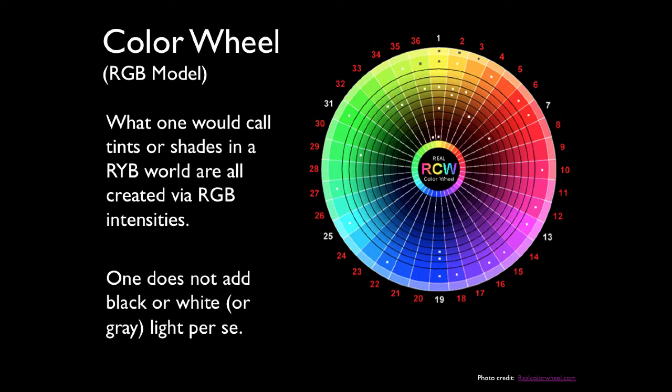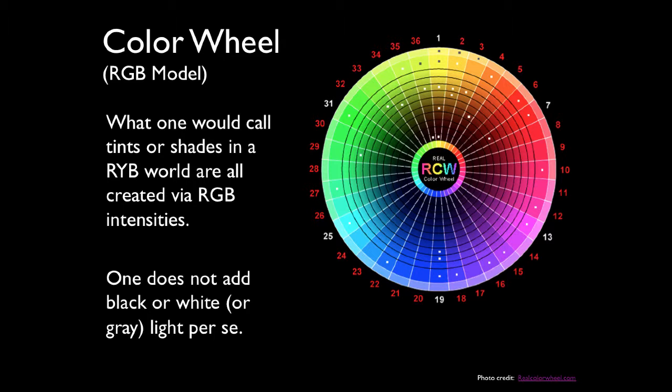So you end up with a color wheel that looks a little different in the RGB world. You can see that yellow ends up being right across from blue, whereas in the RYB model, yellow actually ends up being across from purple. So it looks a little different.